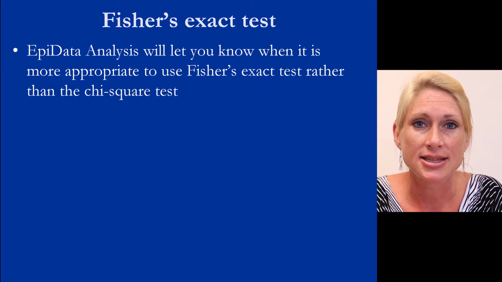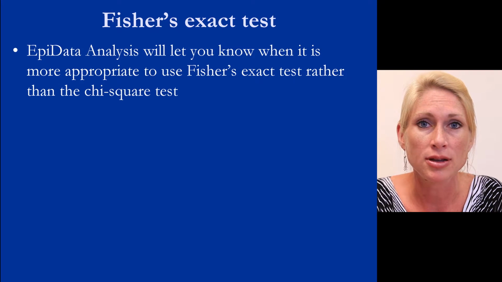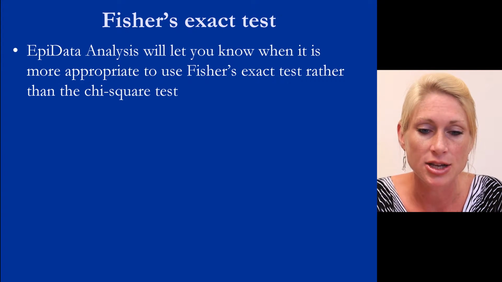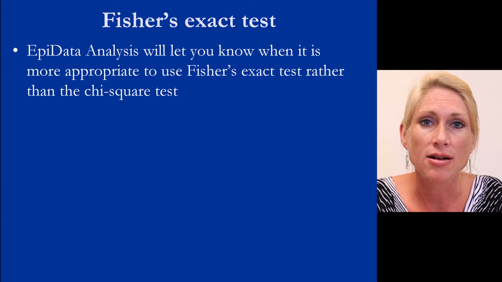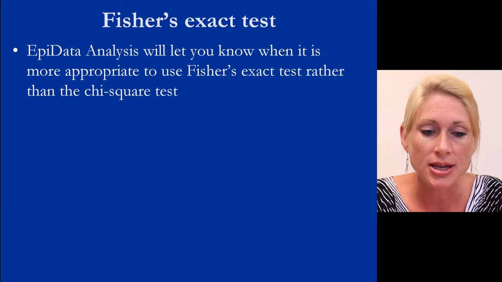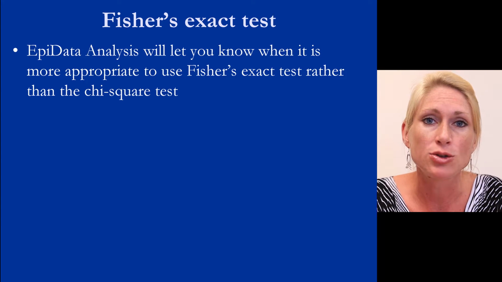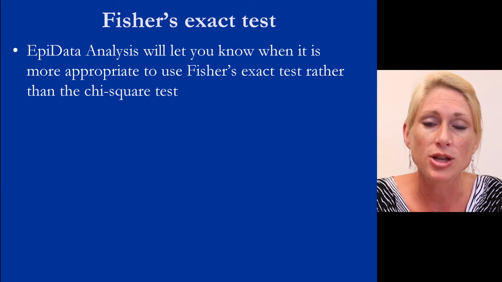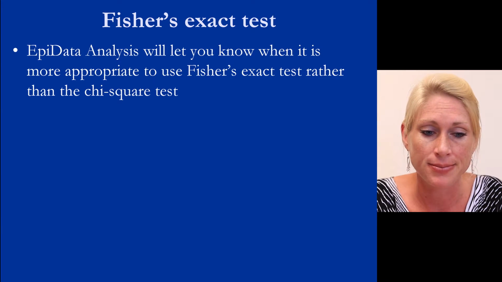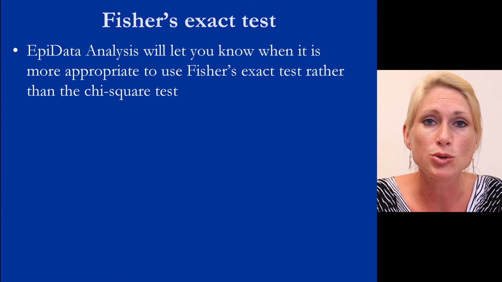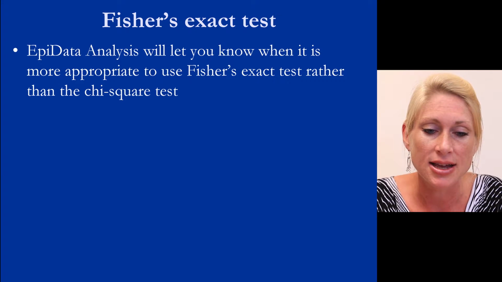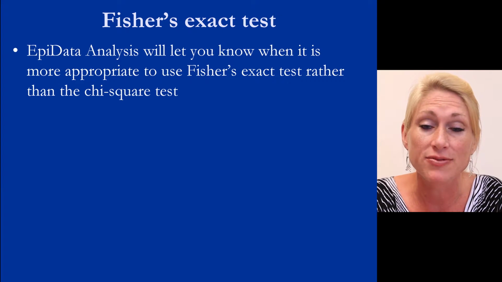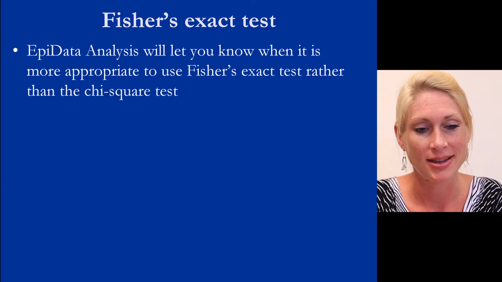Now the chi-square test is the most common and usually the most appropriate test to use when we are analysing two categorical variables. But there is a time when it's not the most appropriate test to be using. And the time when it's not is when you have a small sample size. And when the sample size is too small to use a chi-square test, then the most appropriate test to use is the Fisher's exact test.